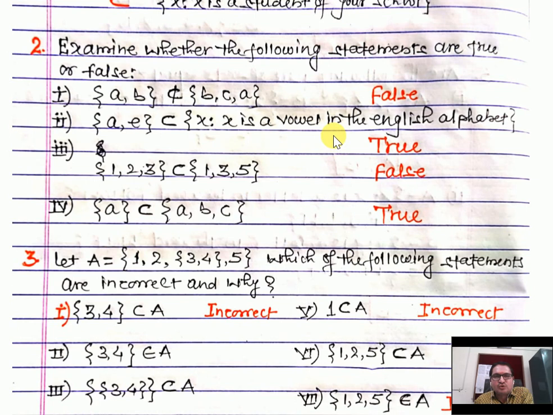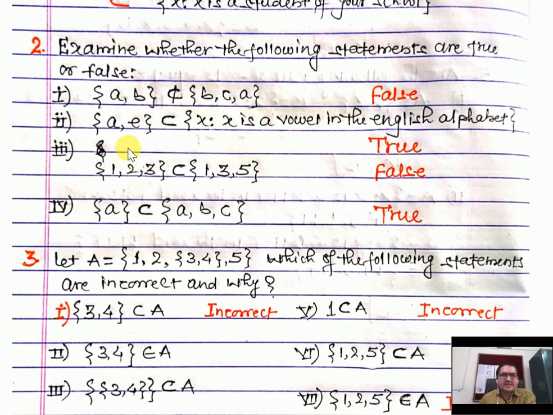Question number 2, we have to tell whether the following statements are true or false. First, {A, B} is the set, written in set form, not a subset of {B, C, A}. This is false. The reason is that {A, B} is the subset of {B, C, A}. A, B here, A, B here in the second set also given. So this belongs to this. So this is the subset of this.